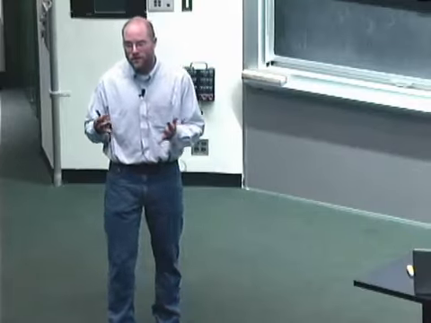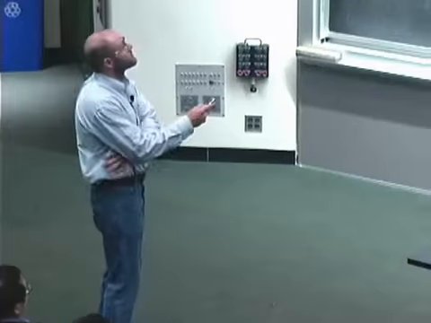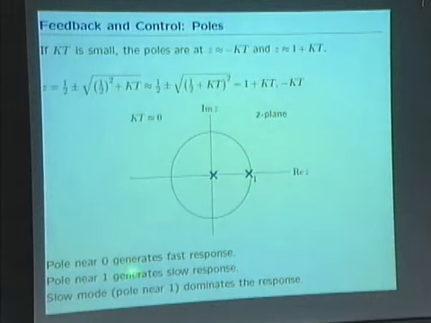Now you remember when you've got multiple poles in the system, you can just sum their responses. The total response is going to be dominated by whatever is the slower pole, right? The total system response is going to be dominated by the slower pole. In this case, the slower pole is the one close to the unit circle.